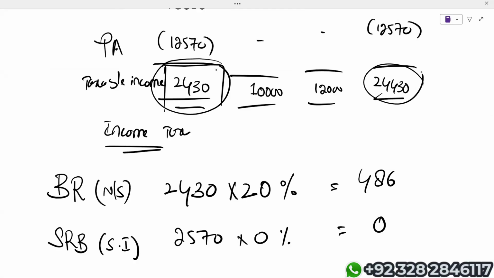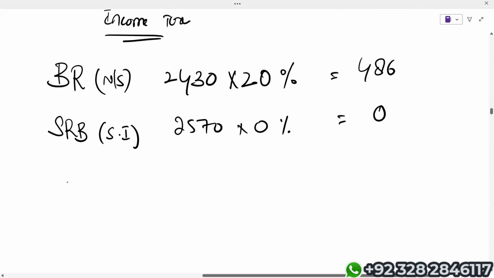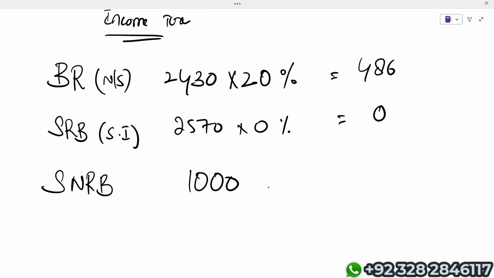This individual has a taxable income of 24,430, which is even less than the basic rate band limit of 37,700. So this individual is a basic rate taxpayer. Whoever is a basic rate taxpayer gets a nil rate band of £1,000 for the savings income. Nil rate band is 1,000 pound. Applicable rate is obviously 0%.